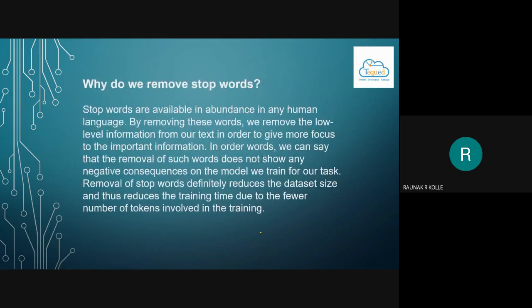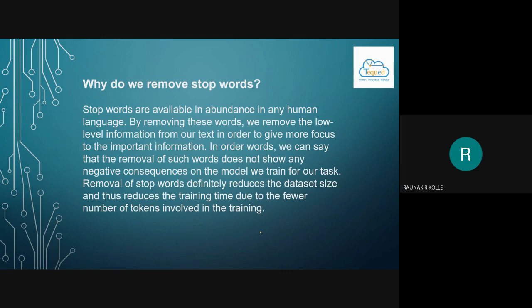Now, why do we remove stop words? Stop words are available in abundance in any human language. By removing these words, we remove the low level information from our text in order to give more focus to the important information. In other words, we can say that the removal of such words does not show any negative consequence on the model we train for our task.